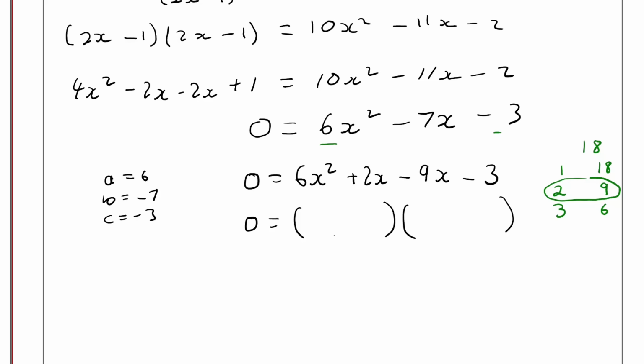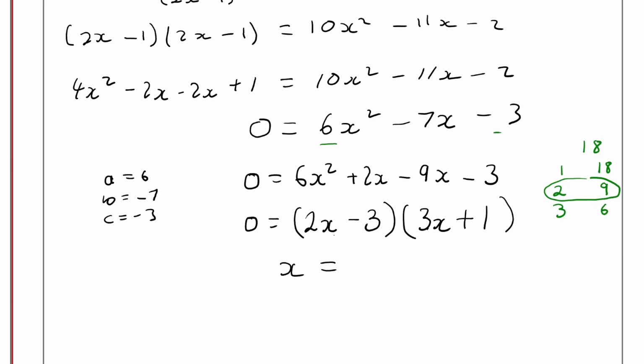So what can I take out of my first two terms? 6x squared and 2x. They've both got a 2 in them and an x. So 2x is my first term. 2x times something makes 6x squared. That's 3x. 2x times 3x is 6x squared. 2x times something is 2x. That's 1. Something times 3x makes negative 9x. That's negative 3. And negative 3 times positive 1 is negative 3.